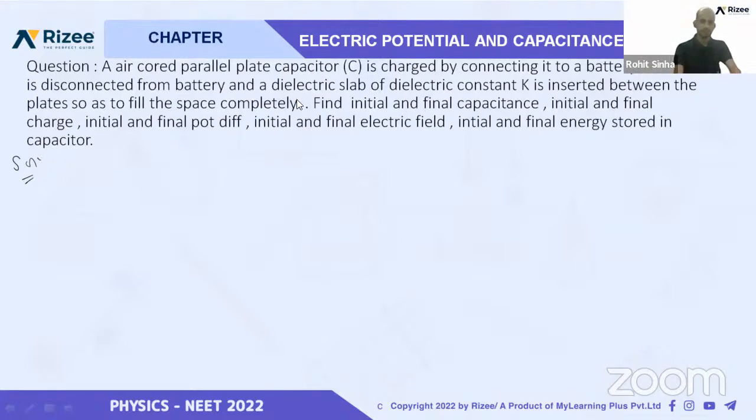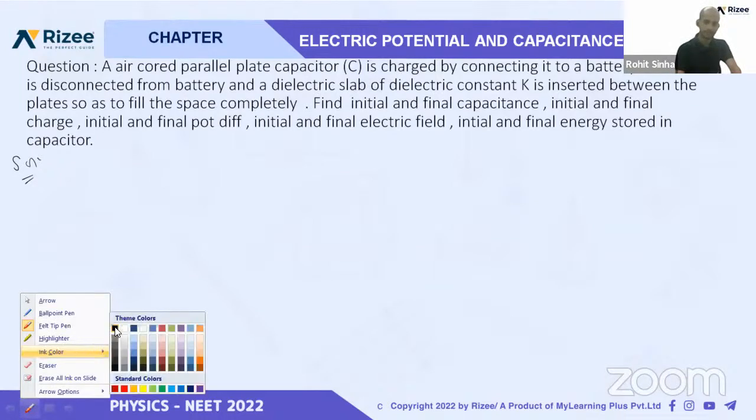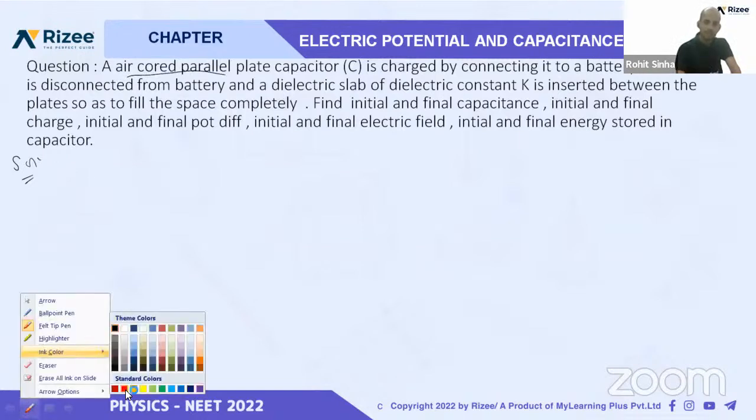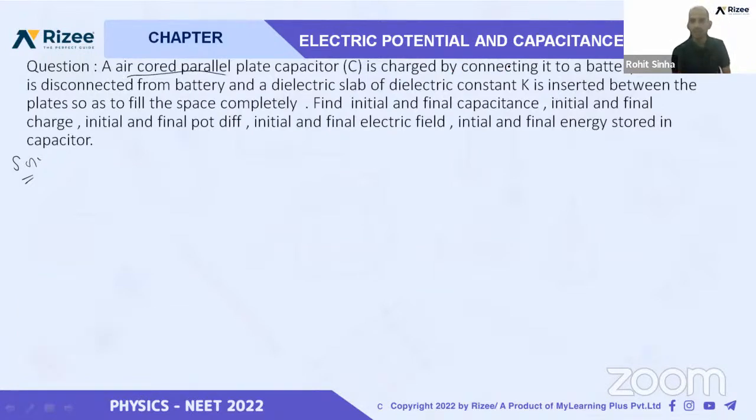Okay, let us see. It is telling about an air core parallel plate capacitor. That means we are having an air core parallel plate capacitor of capacitance C, charged by connecting it to a battery like this.